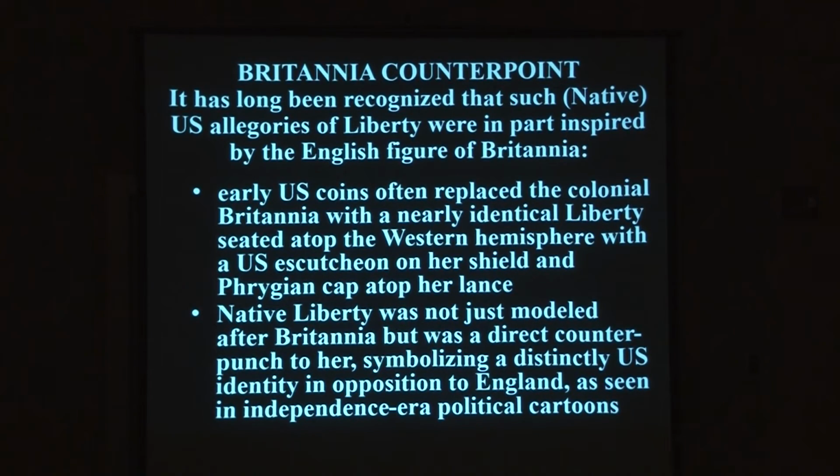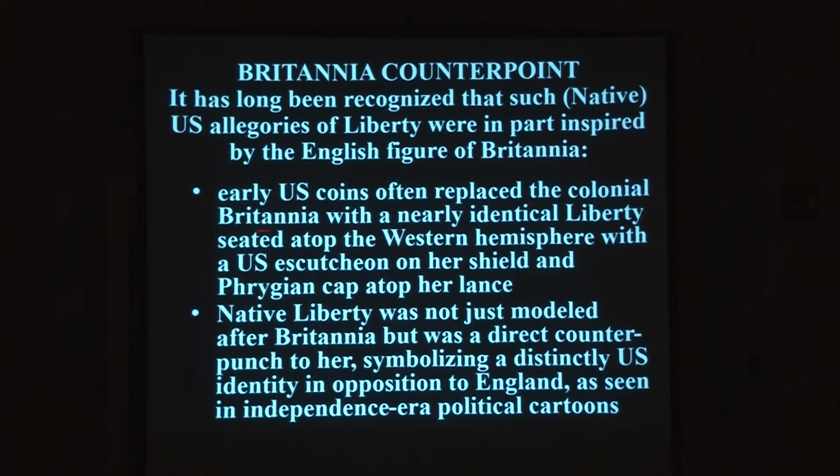Let's explore the use of this America figure on US coinage a little further, because some other interesting things come up when we do that. So let's look at some other media, like we did for other countries, all right? It's long been recognized that such native US allegories of liberty were in part inspired by the English figure of Britannia. So England had a woman that represented England. The United States confected a woman that represented the United States.